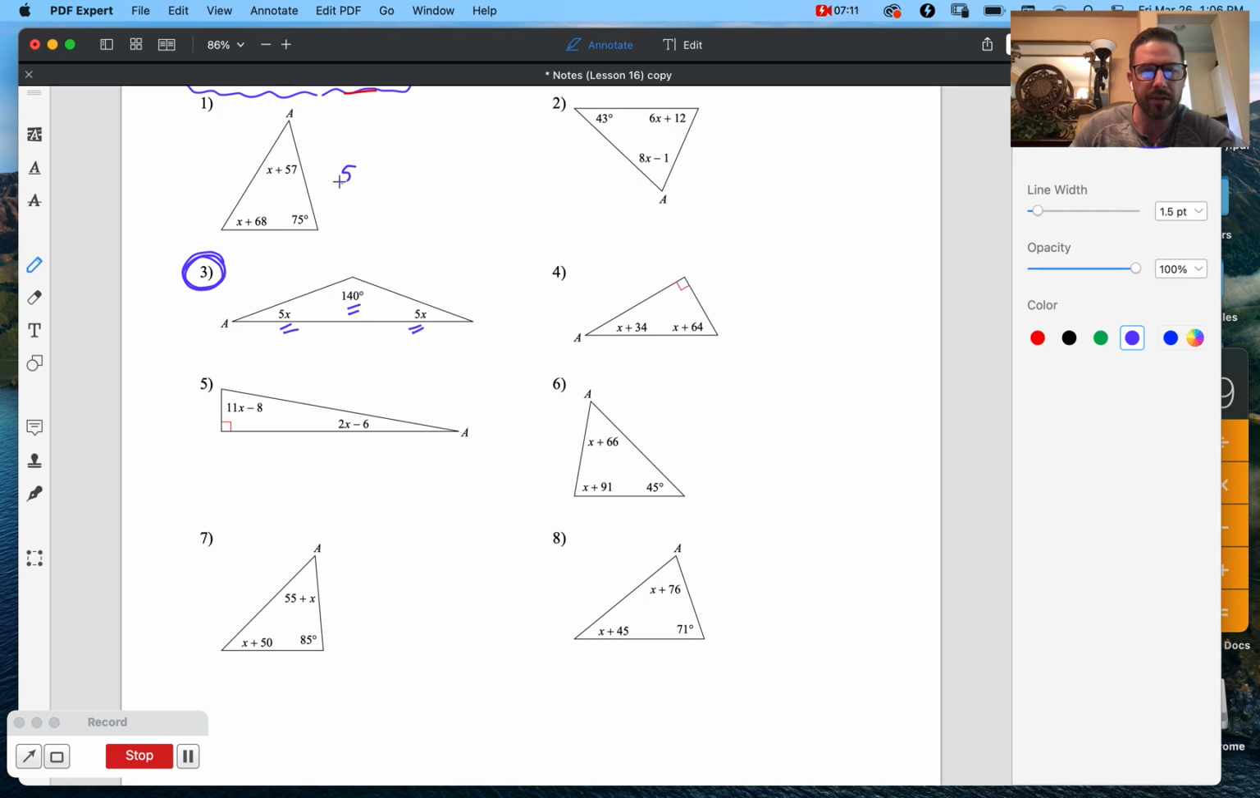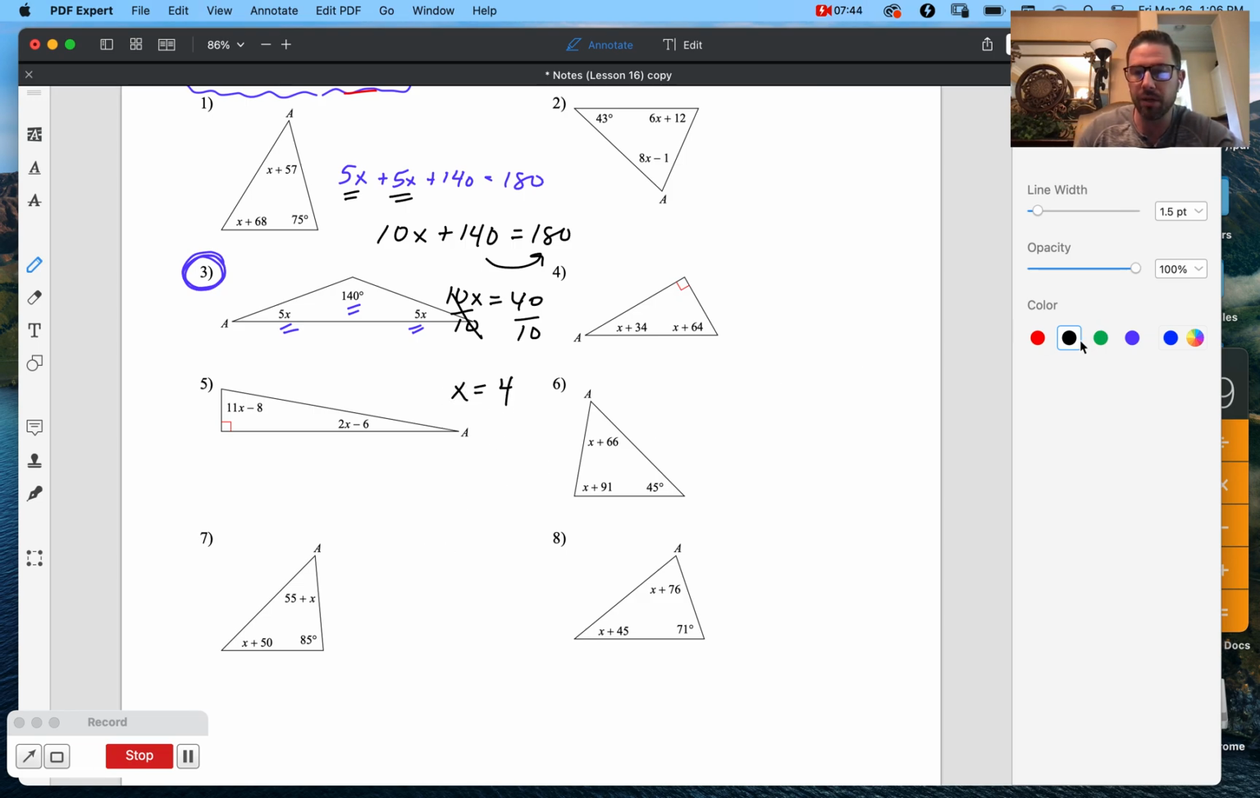All right, so we have 5x plus 5x plus 140 equals 180. Let's combine like terms. 5x and 5x is 10x, right? Plus 140 equals 180. Make sure you subtract that 140 from both sides, right? And we have 10x equals 40. Divide by 10, divide by 10, and it looks like x is 4.